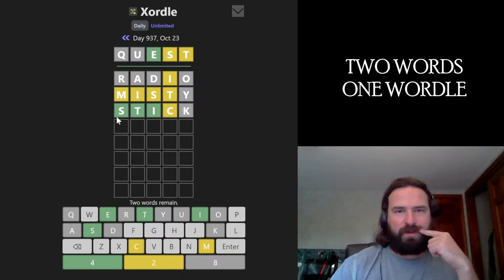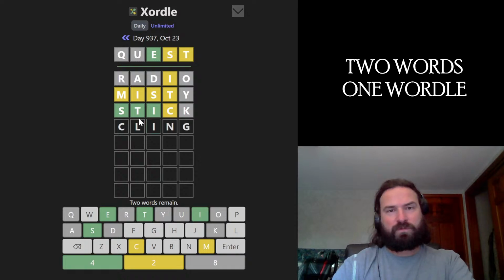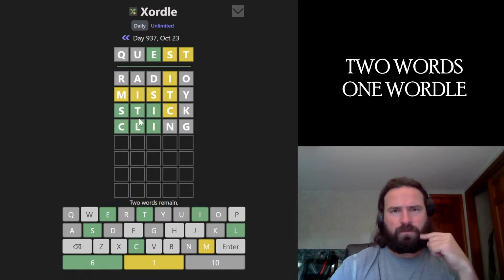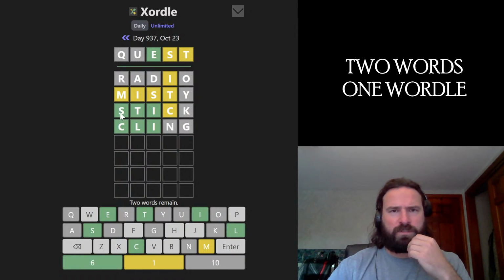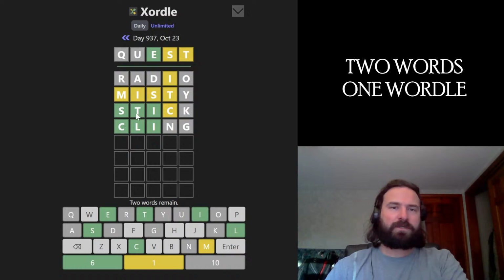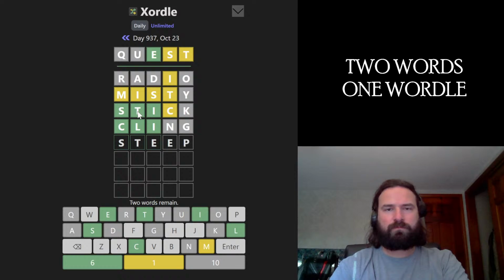Okay, had a very good feeling about this structure, to be honest with you. Cling moves the C, gets a bunch of new letters involved. Okay, so one of our words starts ST, one of our words starts CL. Sleep is possible. No, it's not. The word is not going to start CT, so this one must start ST. Steep is possible. I might just try steep.